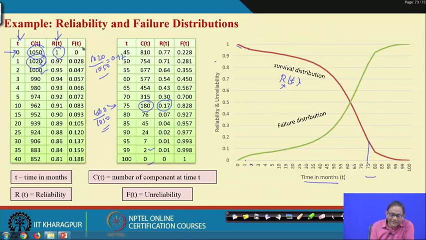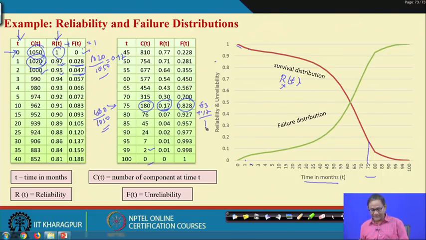Now, what is F(t)? R(t) plus F(t) equal to 1. So, F(t) will be 1 minus R(t). So, 1 minus 1 equal to 0, 1 minus 0.97 is this, 1 minus 0.95 is this. You are getting some different values, that means it should be 0.05, but it is 0.047. The reason is here we have used 2 digits, here we have used 3 digits. It is basically because we have done it in Excel, but on the other hand, this plus this equal to 1. Similarly, here 0.17 and this is nothing but 0.83; 0.17 plus 0.83 is 1.